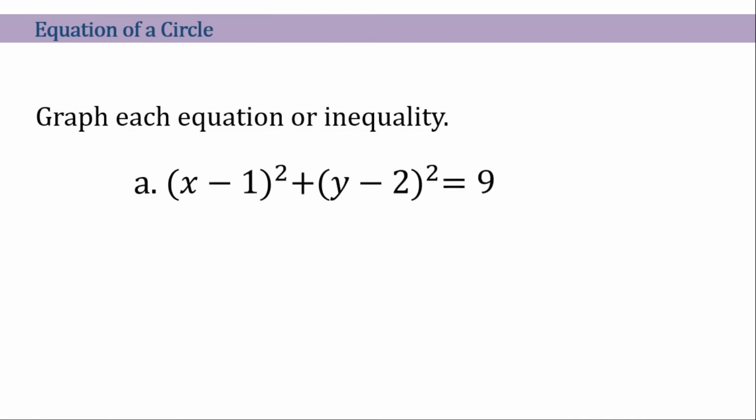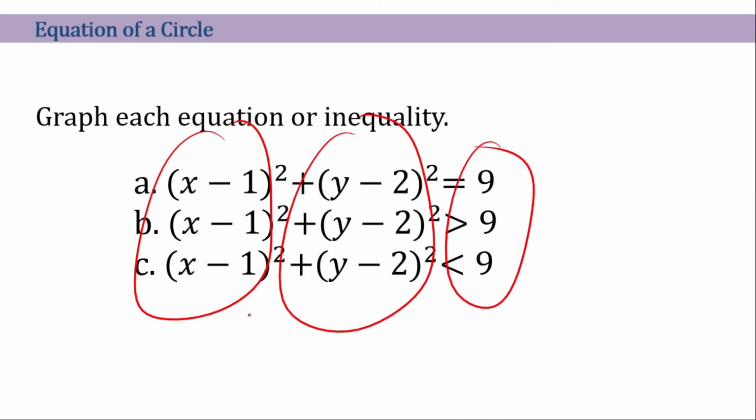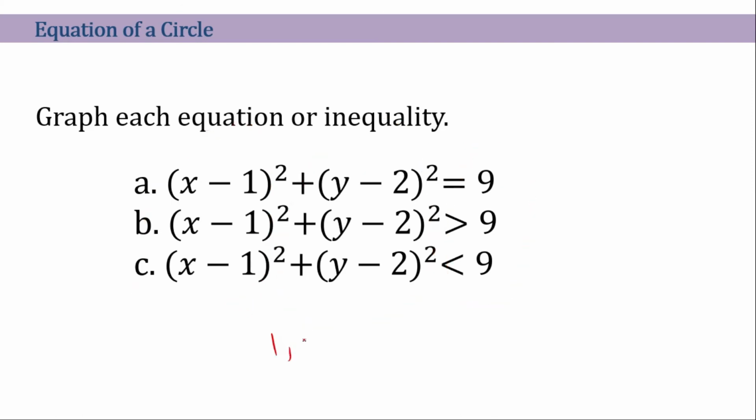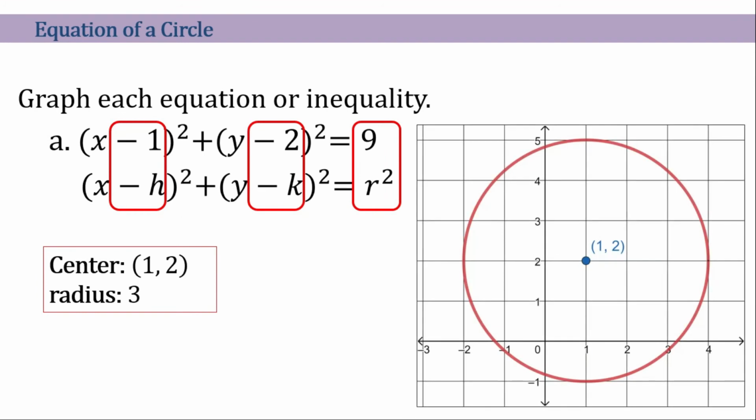Now let's graph the following inequalities. Again, you can see these have the same center. The center is 1, comma 2, and the radius is 3. All that differs is that this is a point on the circle, outside the circle, and inside the circle. So let's see the first one. So we know the center, and that is how we graph it.